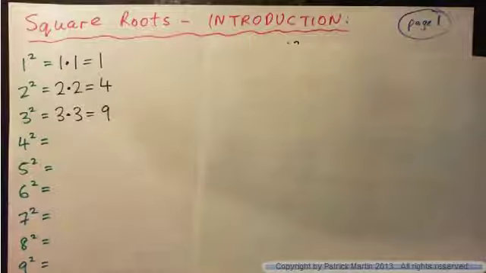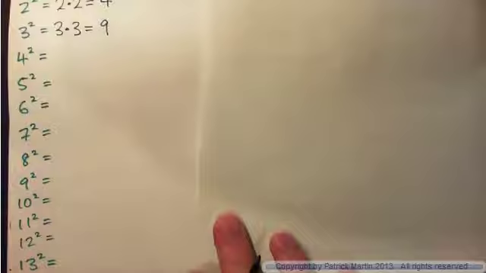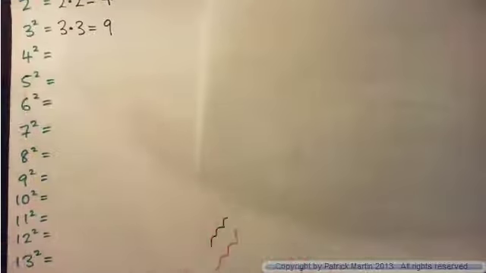So fill them all out, all the way to 13. What you need to do is press pause on the video and calculate each one of these yourself, and then check the video to see if you get them all the same. So please press pause and calculate each one of these. Okay, I'm going to do it now.